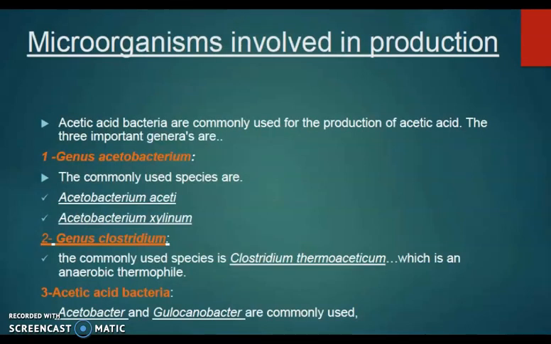Microorganisms involved in production. Acetic acid bacteria are commonly used for the production of acetic acid. The three important genera are genus Acetobacterium, and the commonly used species are Acetobacterium aceti, Acetobacterium xylinum, and the genus Clostridium. The commonly used species is Clostridium thermoaceticum, which is an anaerobic thermophile. And the next one is the acetic acid bacteria, in which the commonly used ones are Acetobacter and Gluconobacter.